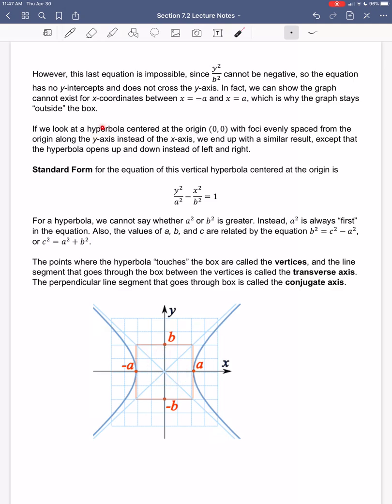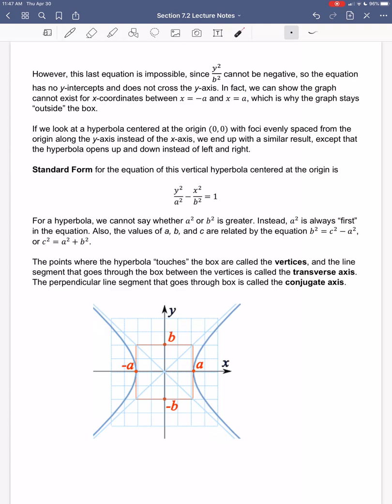If we took a hyperbola centered at the origin and we did the foci along the y-axis instead of the x-axis, we would get a similar result, except the hyperbola would open up and down instead of left and right. And so this would be the standard form. Also, for a hyperbola, we can't say whether a squared or b squared is greater. For an ellipse, a squared was always bigger than b squared, but that's not true for a hyperbola. For a hyperbola, a squared is what's always first.